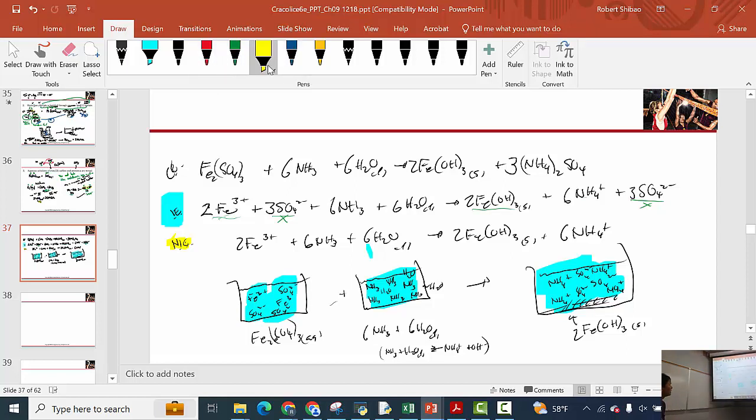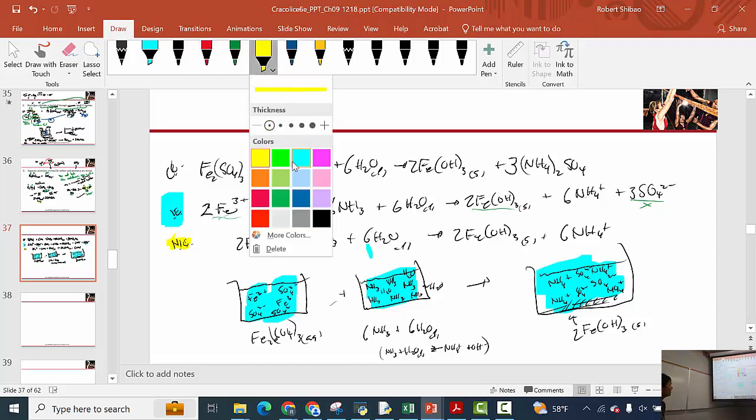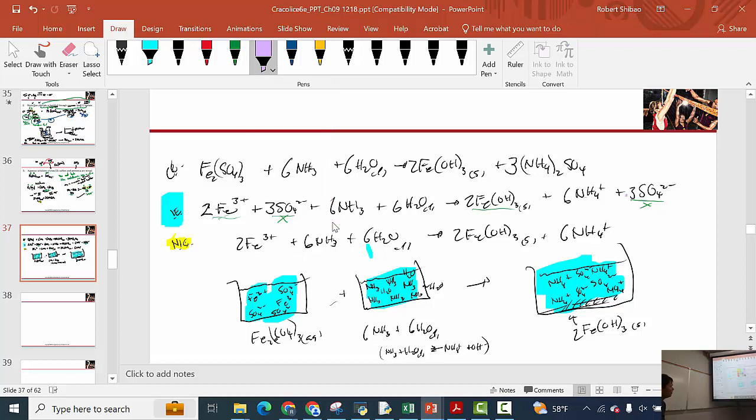Then if we look at the spectators, what are the spectators here? Spectator turned out to be sulfate. We had 3 sulfates here as product, we have 3 sulfates here as reactant. So the sulfate is the spectator here. The sulfate didn't change. We have 3 sulfates here, we end up with 3 sulfates here, and those cancel out. The others did change, like ammonia got converted to ammonium, which is different.